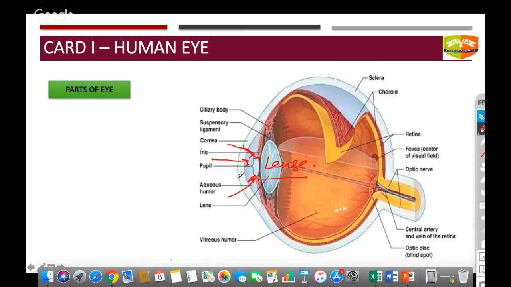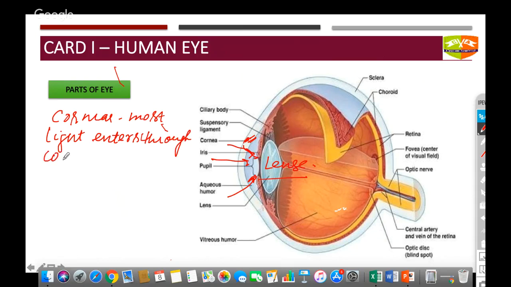After this, let me move to the cornea. And what is the cornea? Look here, the cornea has been made over here. What is the role of the cornea? Light enters through the cornea, and most of the refraction happens here. Let me write over here: most of the light enters through the cornea.